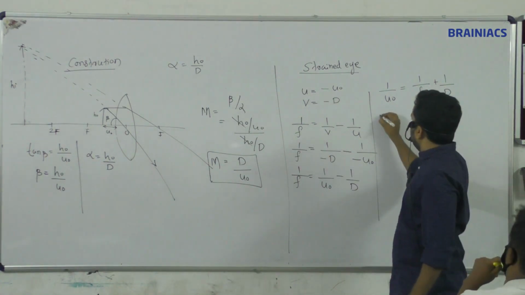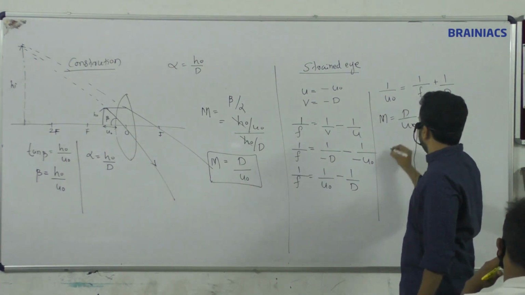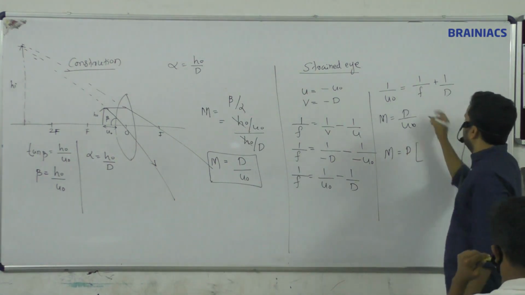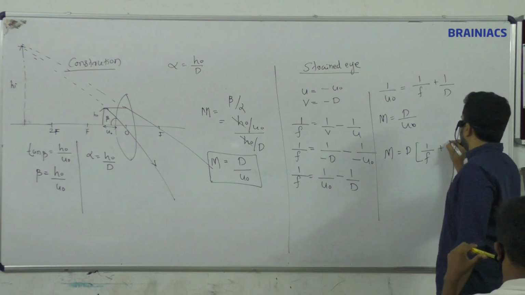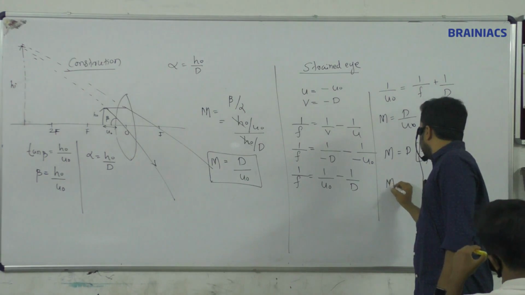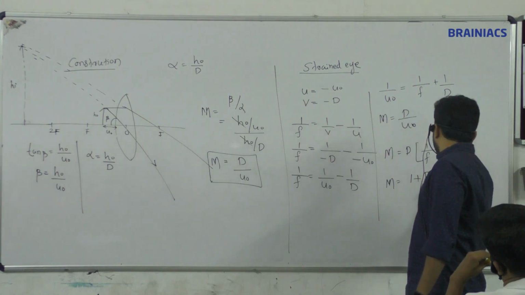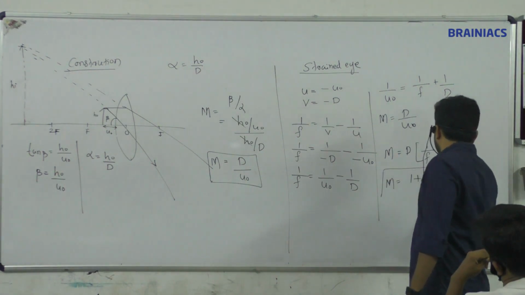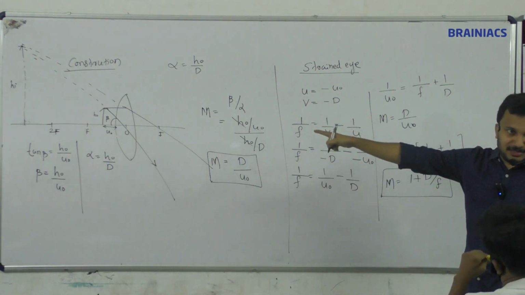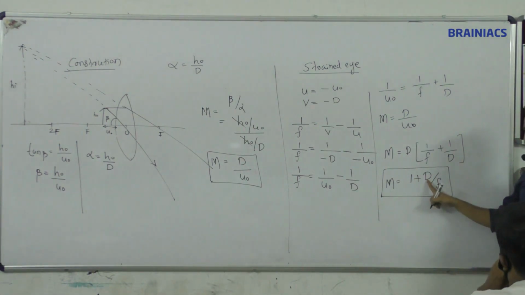Next, I know the formula of magnification, m equals D by u0. Substituting for 1/u0, what do I get? D into (1/f plus 1/D). Multiplying inside, we get D by f plus D by D, which is 1. So m equals 1 plus D by f. Here f is the focal length of the single lens. We have only one lens, right? So for a simple microscope, f is the focal length of that lens. D is fixed if it is not given in the question.